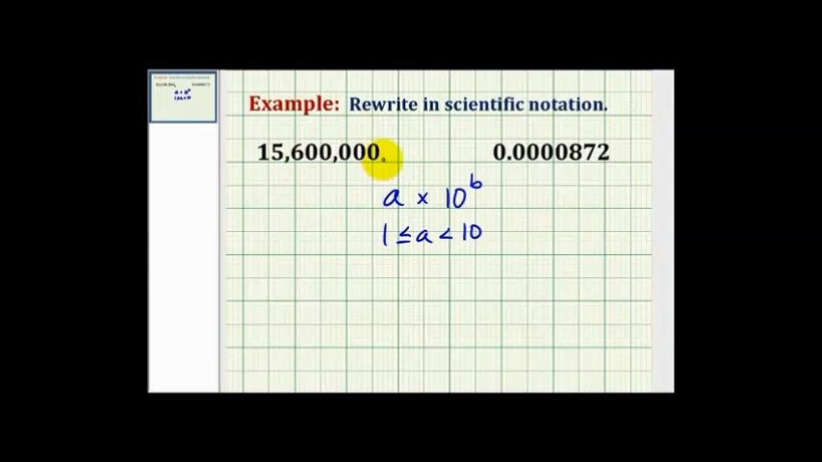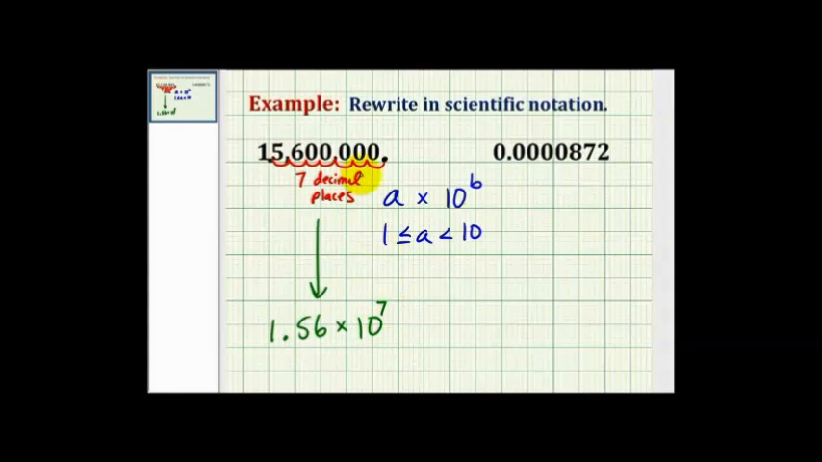Right now the decimal point is here, and in order to satisfy this condition for A, the decimal point would have to be placed here. Now by counting the number of decimal places from here to here, we can determine the exponent on 10. So we have to move it 1, 2, 3, 4, 5, 6, 7 places to the left in order to satisfy the requirement for the value of A. Therefore, written in scientific notation, we would have 1.56 times 10 to, we move the decimal place 7 places to the left, so our exponent will be positive 7.